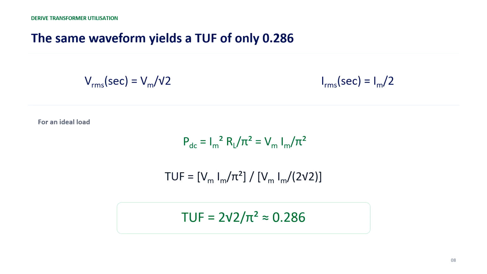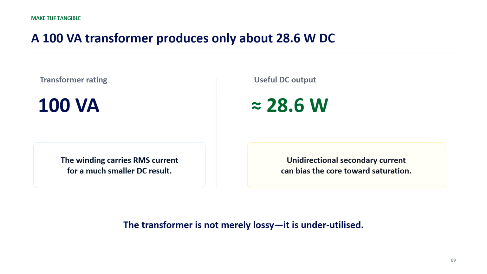The RMS current is the same half-wave value, Im divided by 2. For an ideal load, the DC power can also be written as Vm Im divided by pi squared. Dividing that DC power by the transformer volt ampere rating gives 2 root 2 over pi squared, which is approximately 0.286. The practical interpretation is stark. A 100 VA transformer can support only about 28.6 watts of DC output in this ideal half-wave arrangement.